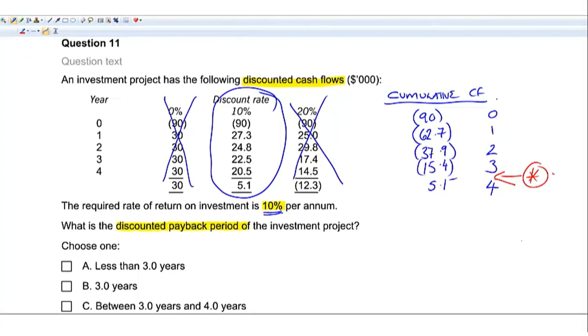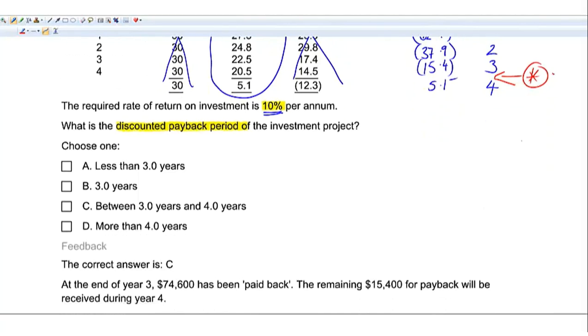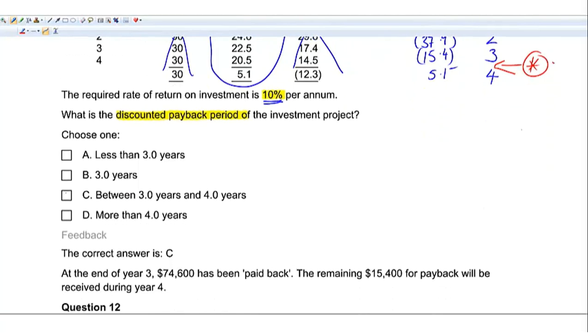So therefore, if we look at the response options that are available to us in the exam, we would want to choose one that says between years 3 and year 4. So therefore, the correct answer would be C.